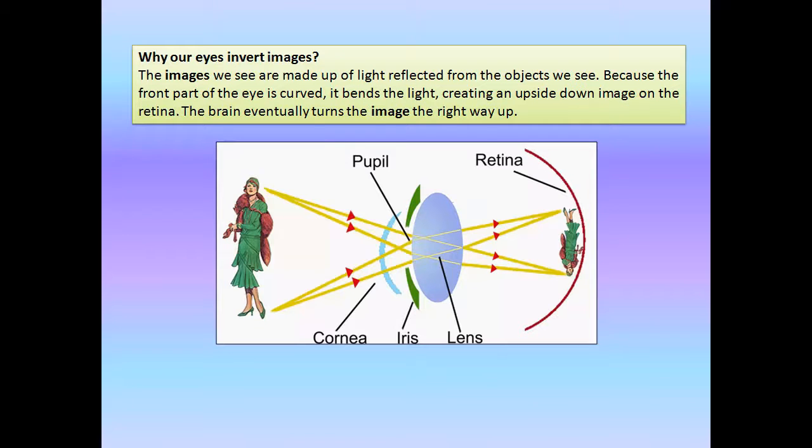Next, why do our eyes invert images? Do you know that our eyes invert images? Yes, our eyes invert images. The images we see are made of light reflected from the objects we see.